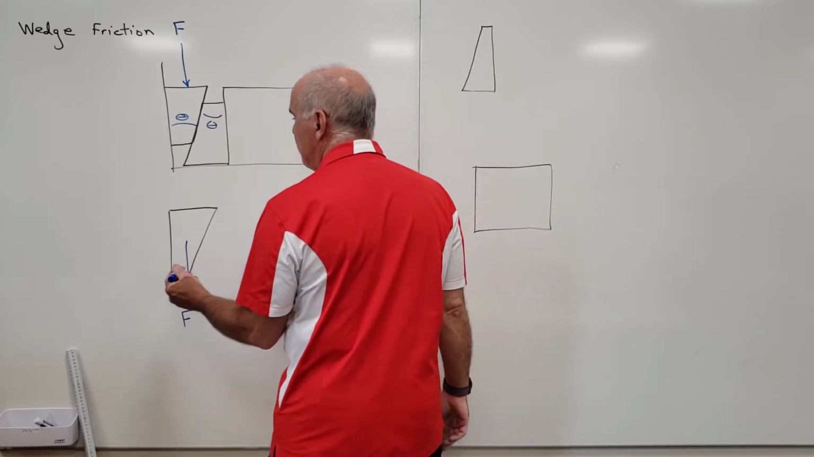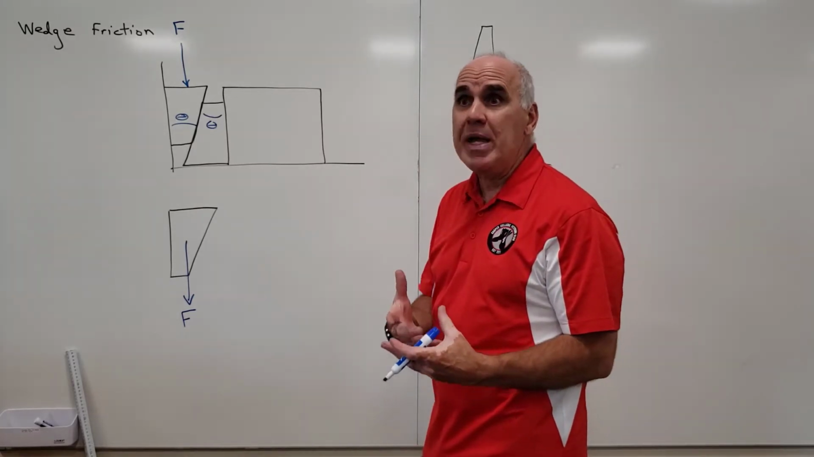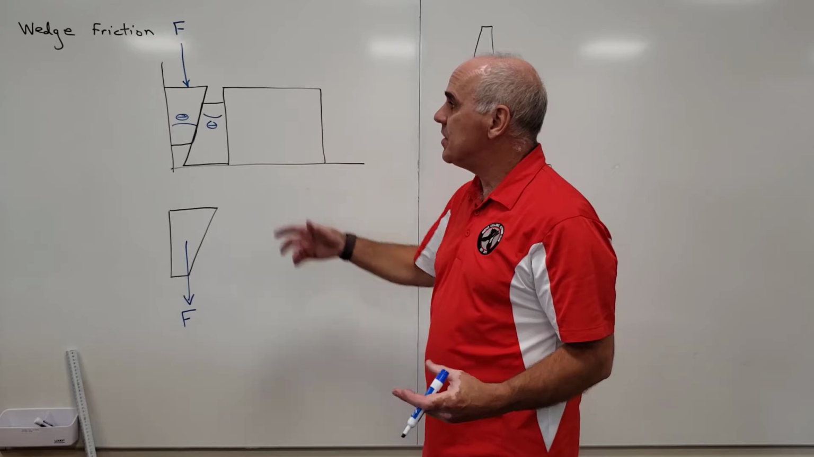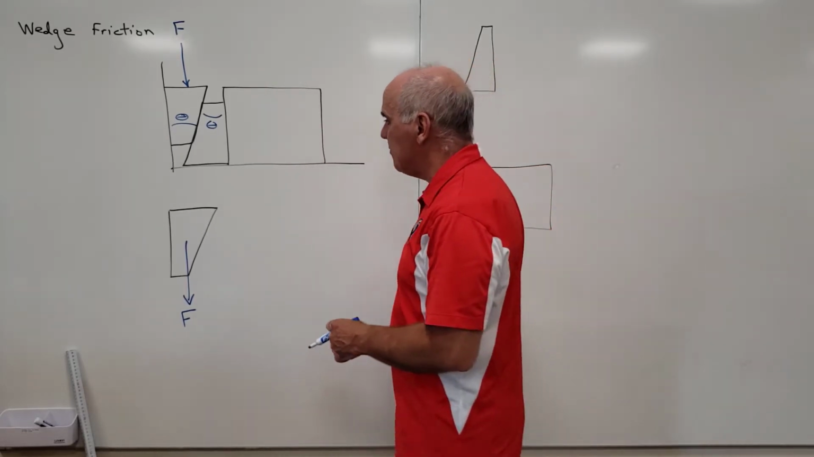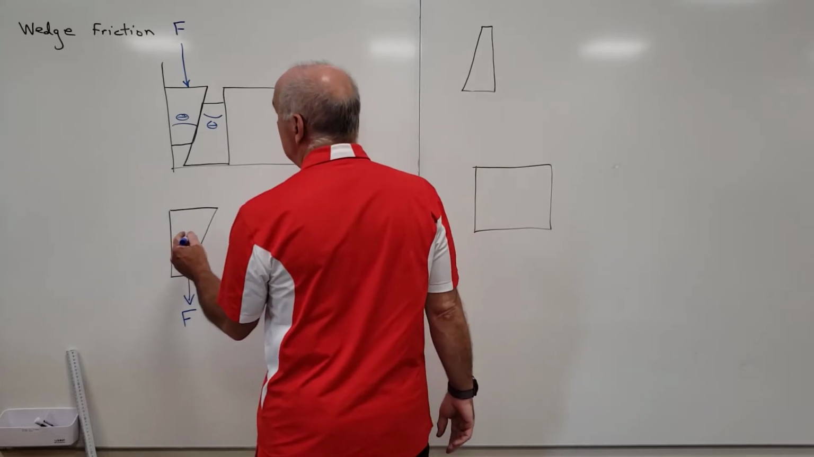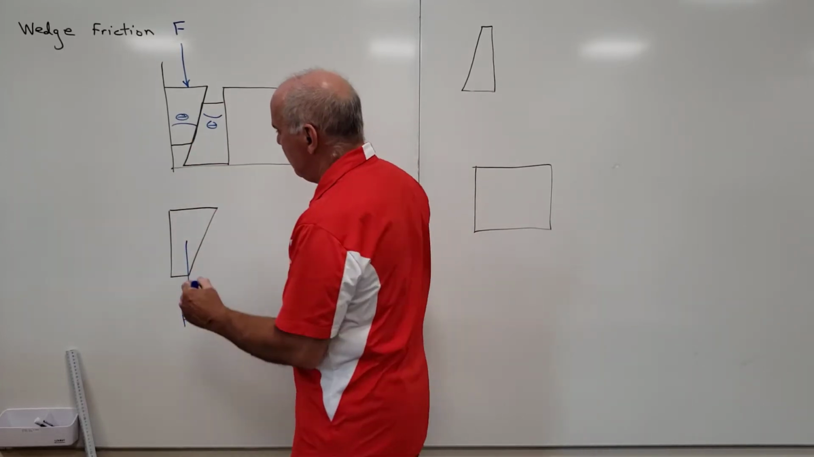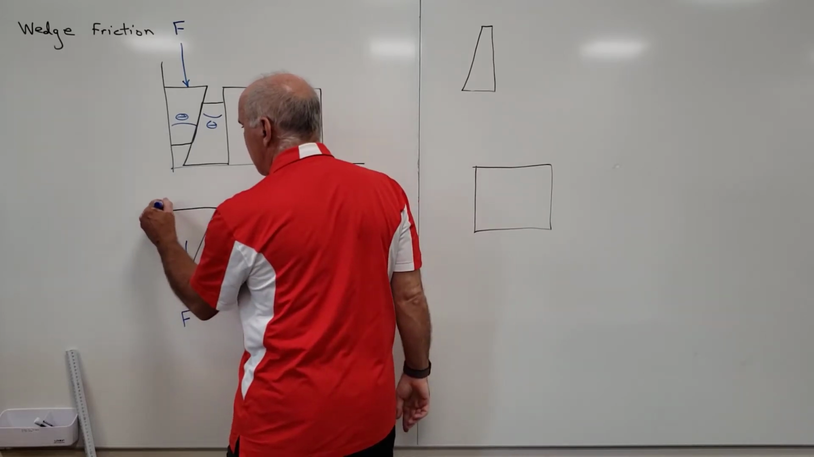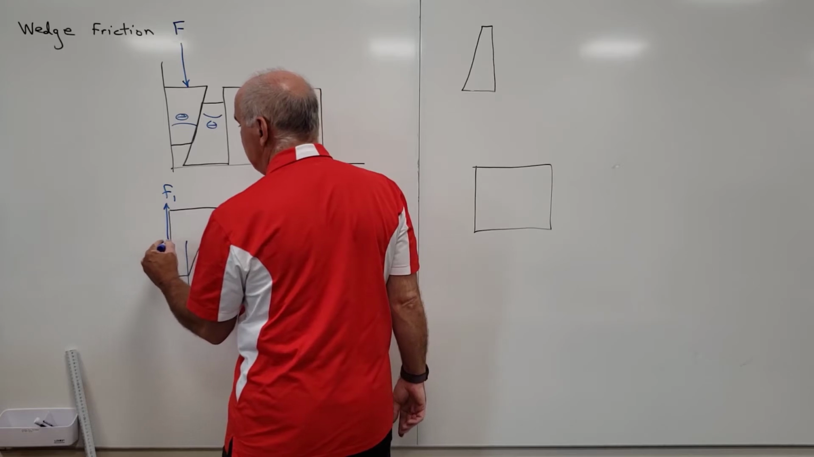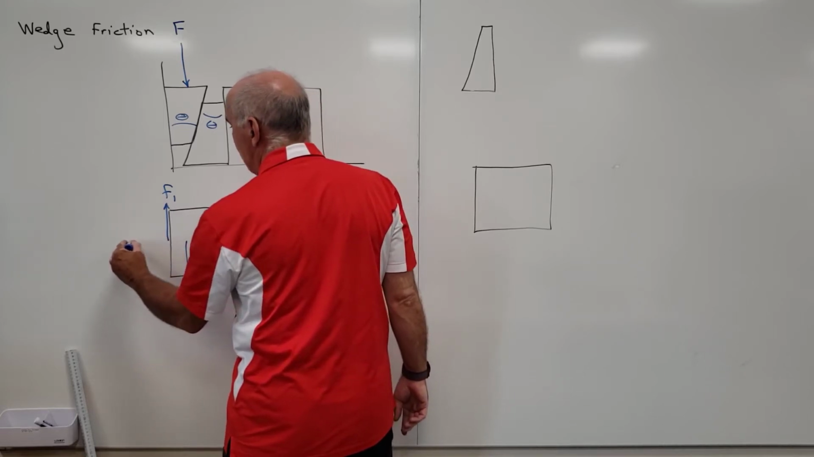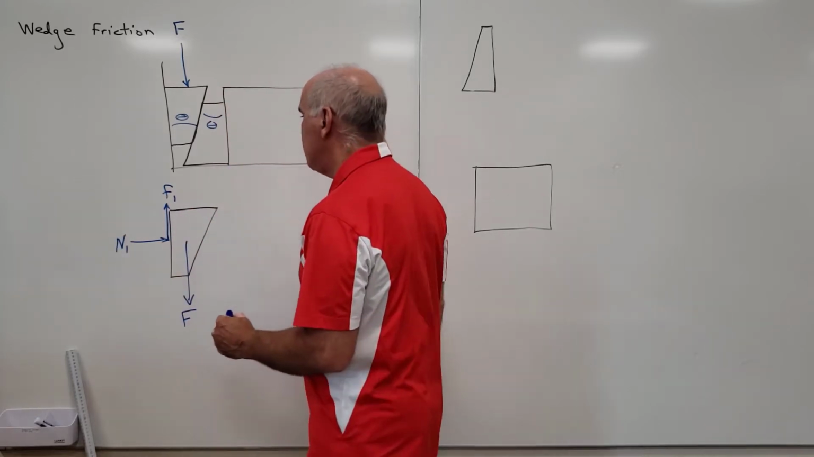But there's also going to be, I'm actually going to ignore the weights of these two wedges at this point in time. I'm going to assume that's insignificant when compared with that force F. But there's going to be some other forces. So this thing wants to go down, so there's going to be a frictional force up. I'll call that F1. There's going to be a normal force over here. I'm going to label that N1.